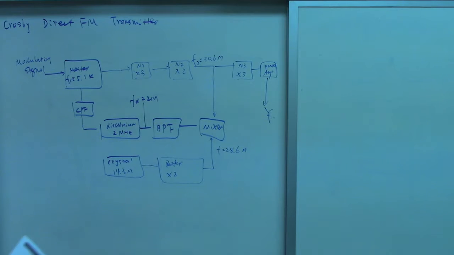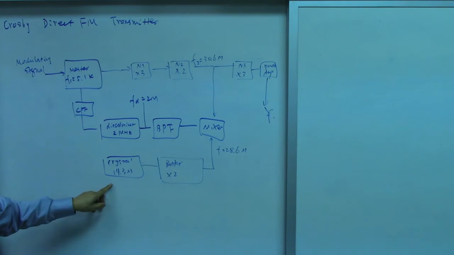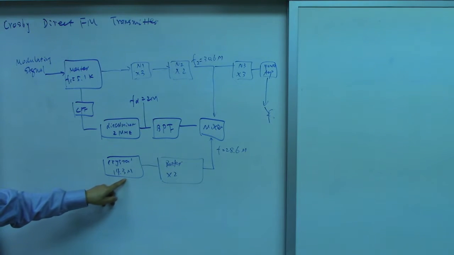Okay, those are the diagram for the Crosby direct FM transmitter. We have the modulating signal, the music we want to transmit. This is a master oscillator. The frequency FC equals 5.1 K. And we have a crystal here, with frequency equal to 14.3 meg.